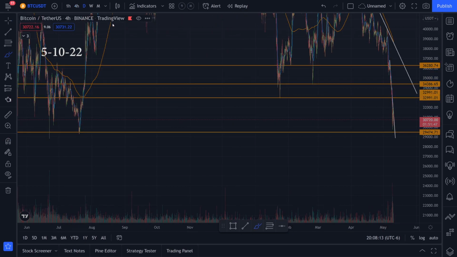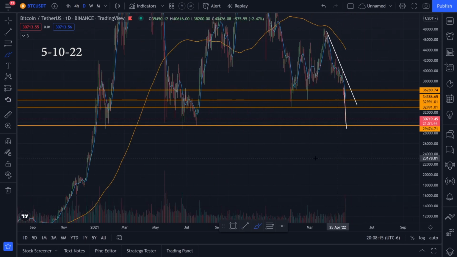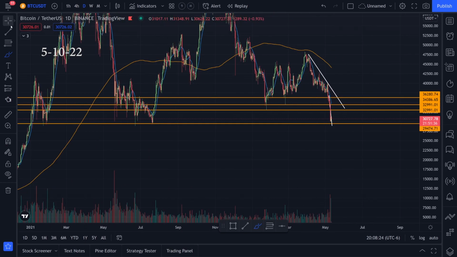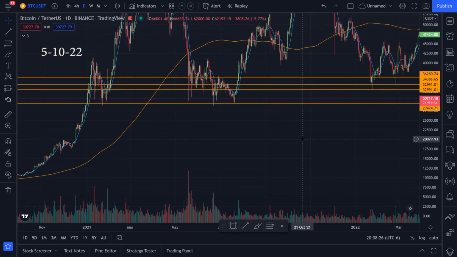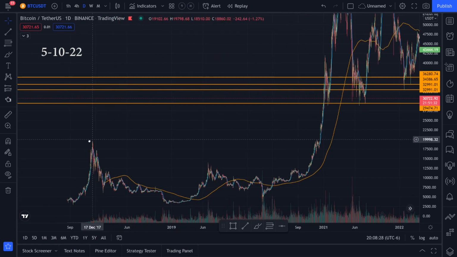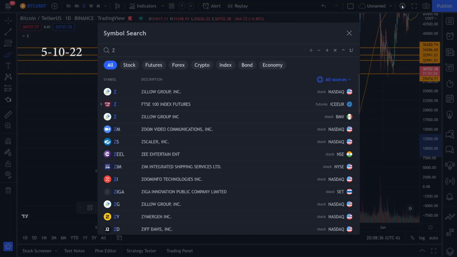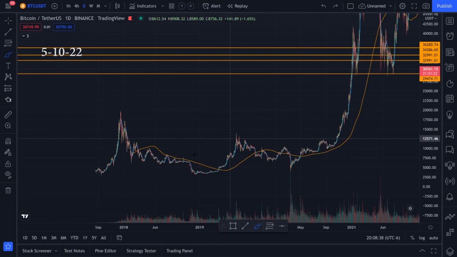Let's go back to the daily time frame. I think if we break this orange line right here, that's going to be an even more bearish signal, and I'm not really sure where the bottom will take us or how far we're going to go down. If you were a part of this bear market over here, then you know bear markets are pretty rowdy. We're going to have to wait and see.